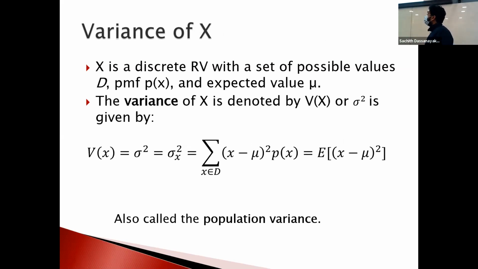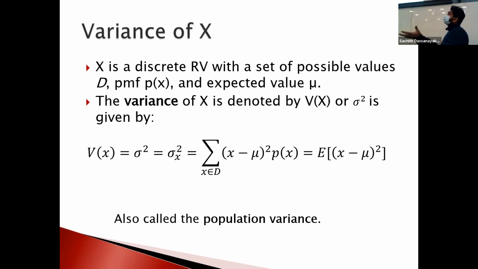Variance. Last time we talked about expected value. This is the variance of a discrete value. Variance, we denote it as capital V of X. X means the variable. And this variance means population variance, so we denote it as sigma squared. You can denote it by capital V of X or sigma squared.